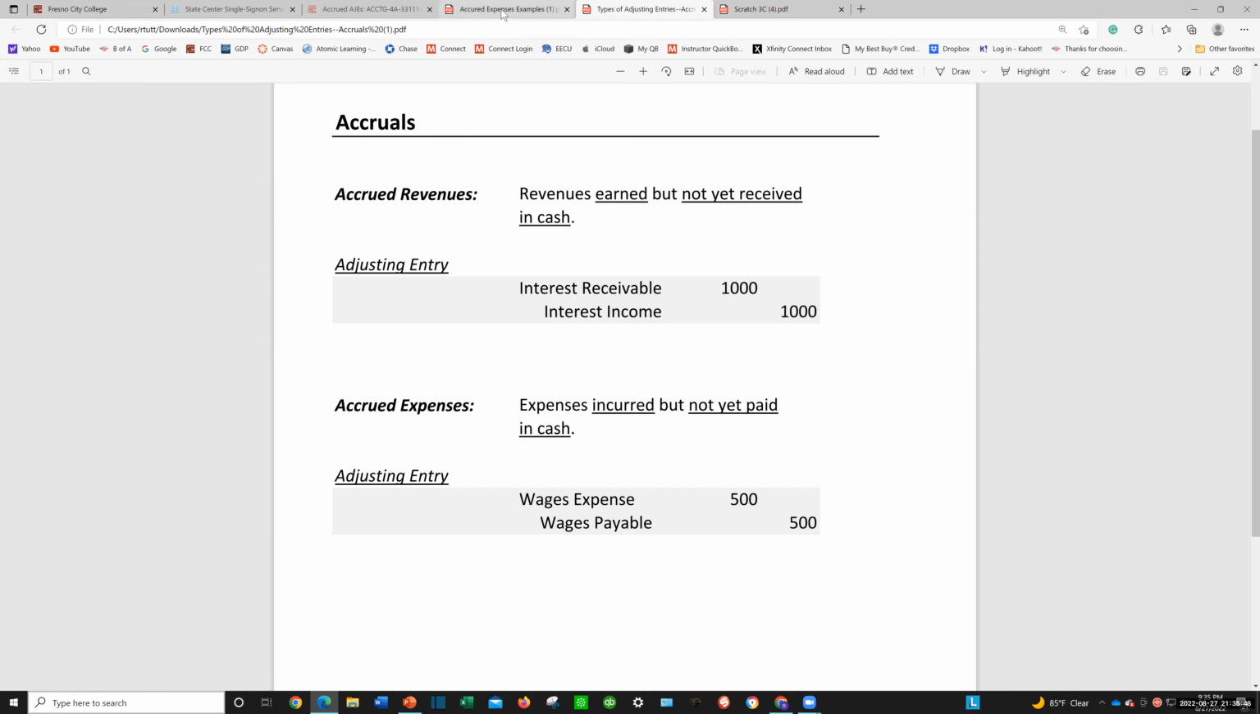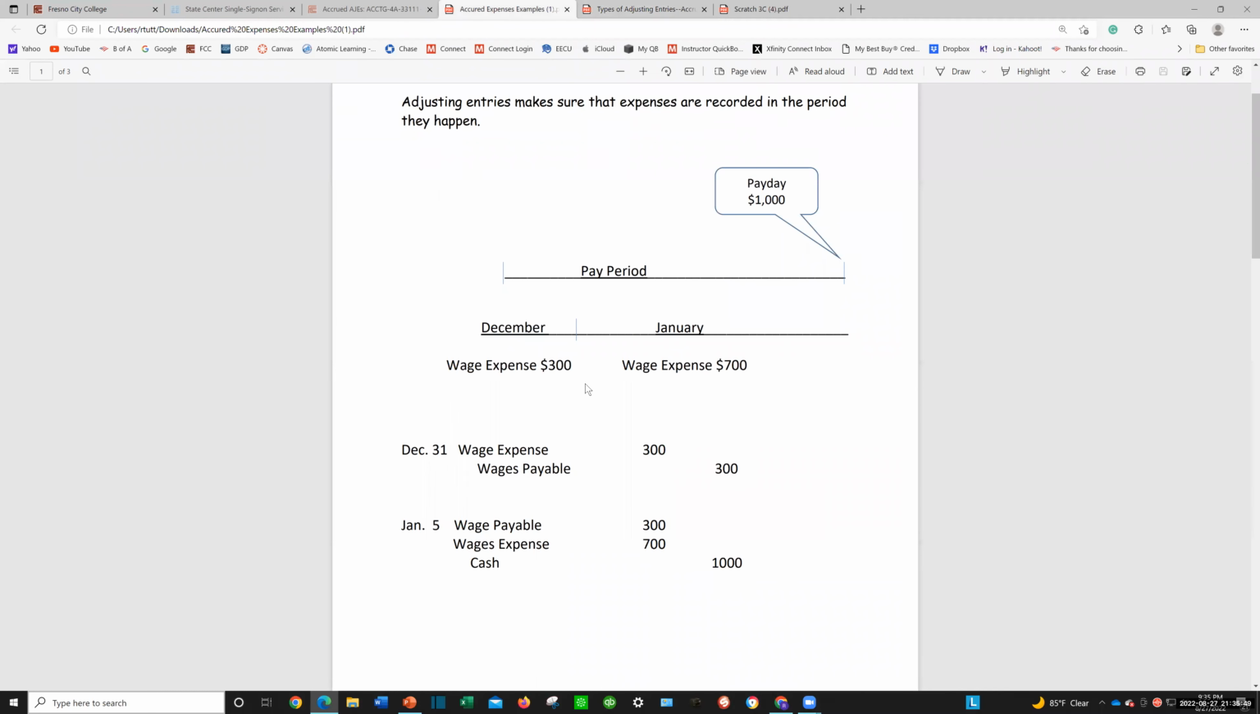Let me give an example of accrued expense. Adjusting entries make sure that expenses are recorded in the period they happen. Okay, let's say that your employee works for you in December. Let's say it's just $100 a day. Let's say so. There's 3 days. So you would be incurring wage expense of 300. In January, they work for you for another 7 days. That's 700. So you record the wage expense in January, which would be 700.